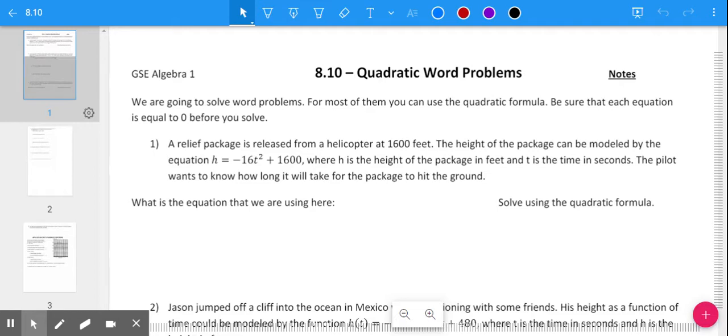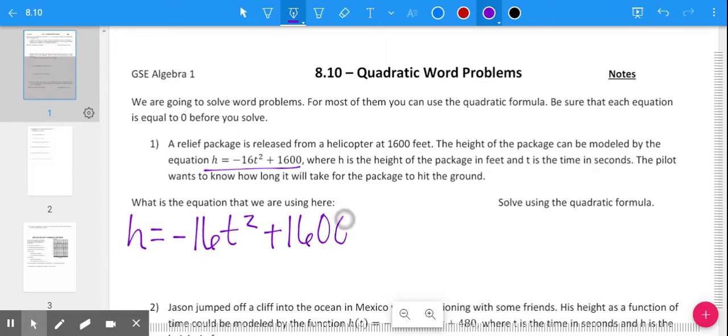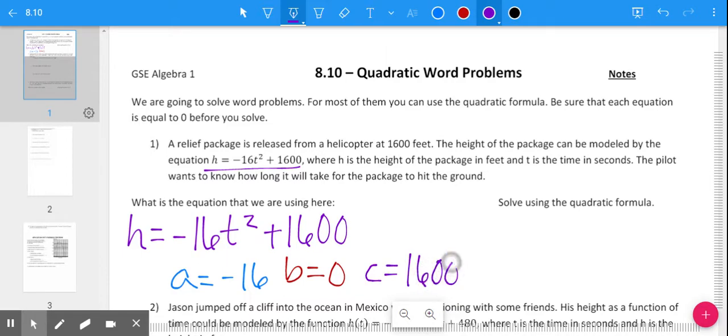So, if we're thinking about this situation, the ground is modeled by the x-axis. So the equation that we're going to use to find this is the one straight from the equation. So we have h equals negative 16t squared plus 1,600. Looking at our equation, we know that our a value is negative 16. The b value is 0 because there is no t in this equation. And the c value is 1,600.